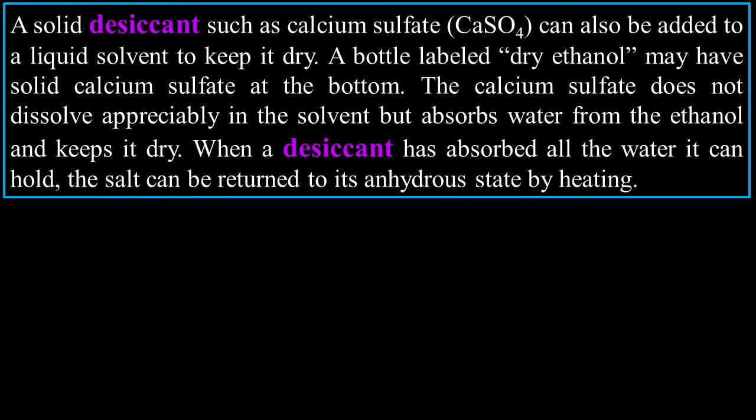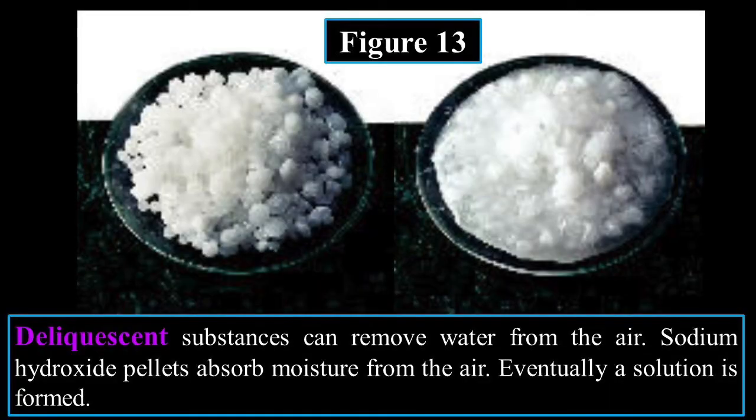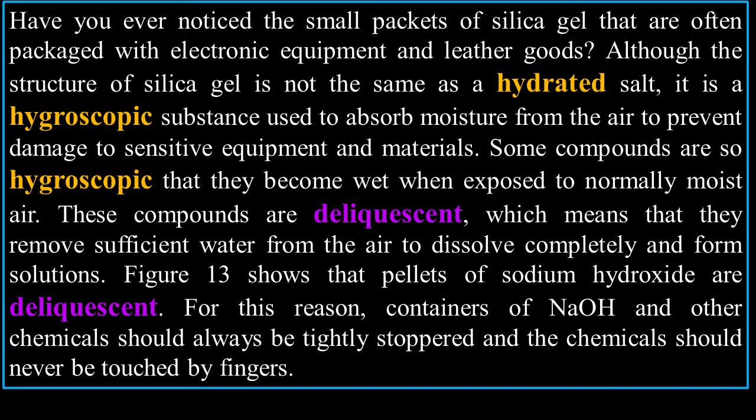The inability of two substances to be uncombined is an example of an azeotrope. Ethanol and water, you cannot distill them, you can't separate them completely, 100% completely. Deliquescent substances can remove water from the air. Sodium hydroxide pellets absorb moisture from the air. Eventually, a solution is formed. The word is deliquescent. Deliquescent substances can remove water from the air.